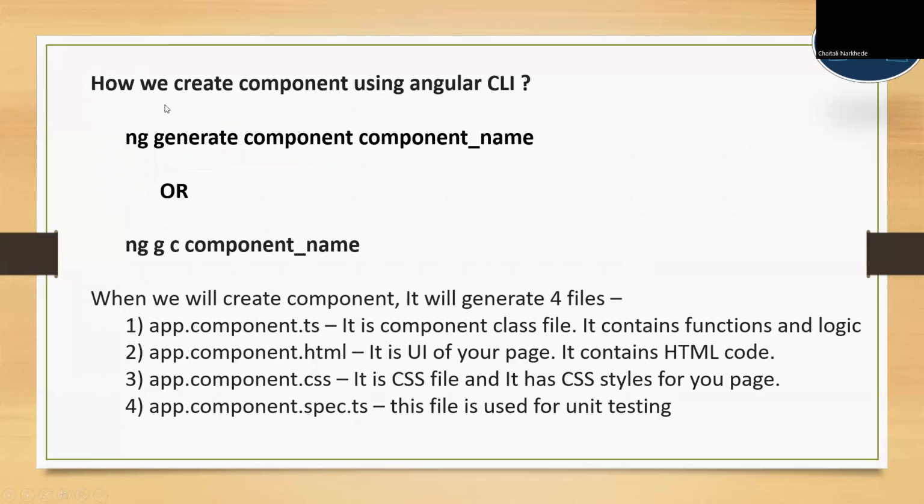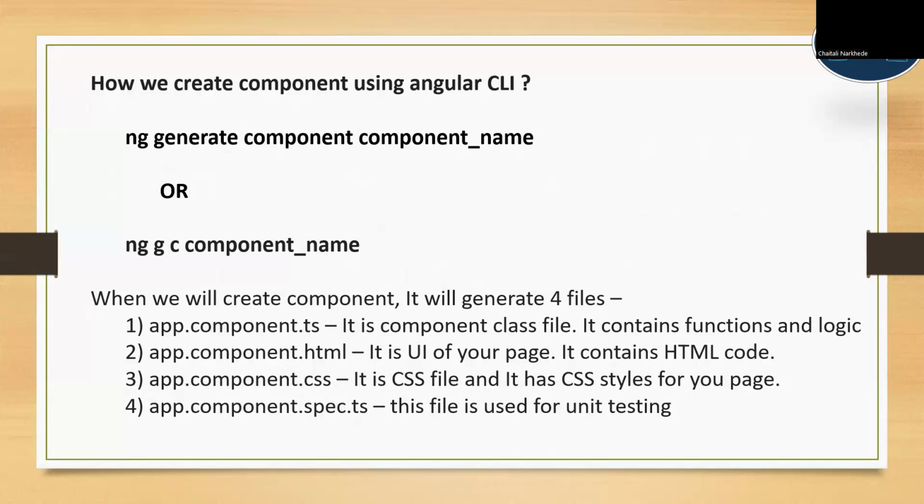So how do we create components using Angular CLI? We can use the command ng generate component name, or shortly ng g c name. When we run this command, it will generate four files: app.component.ts, app.component.html, app.component.css, app.component.spec.ts.